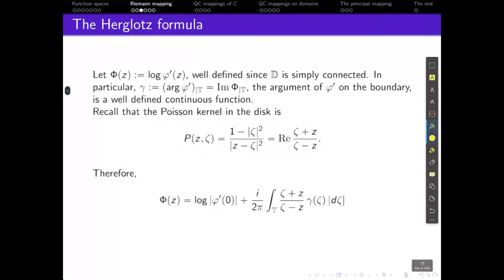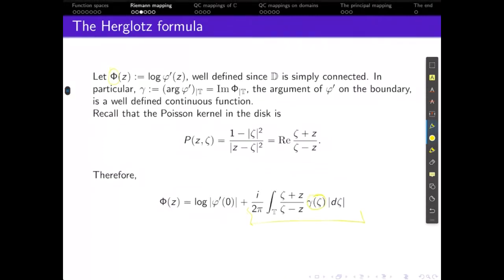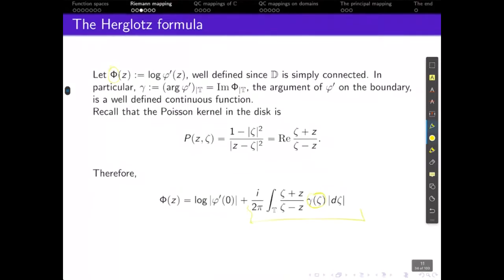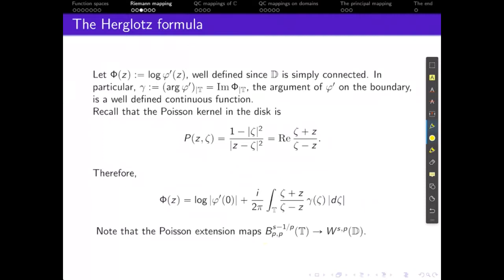This is not important for us. What is important for us is this part here. So the idea is we can recover phi out of gamma using the Herglotz extension. This is the lesson here. And the Poisson extension maps Besov functions to Sobolev functions.